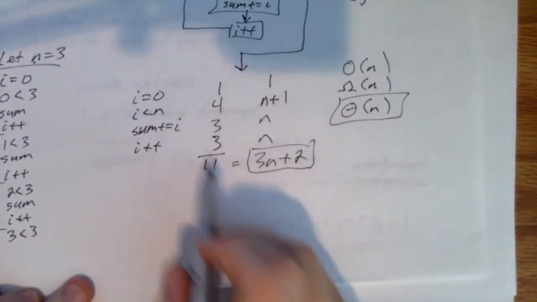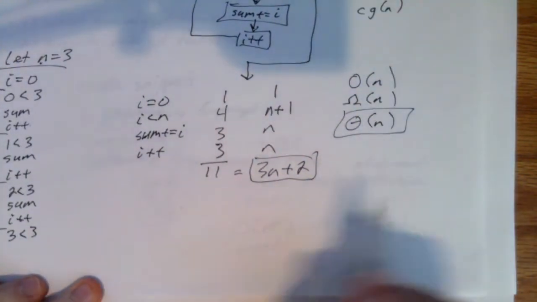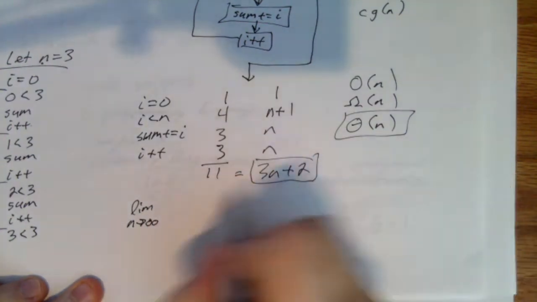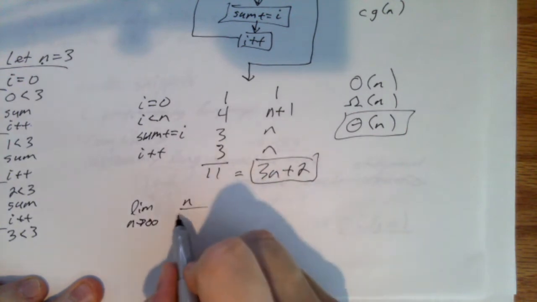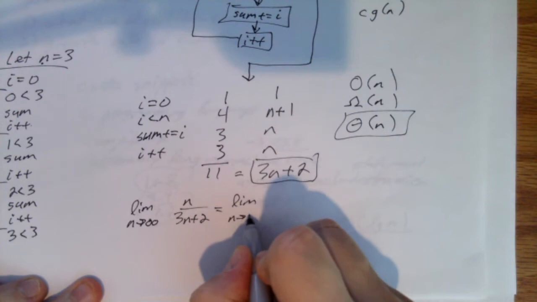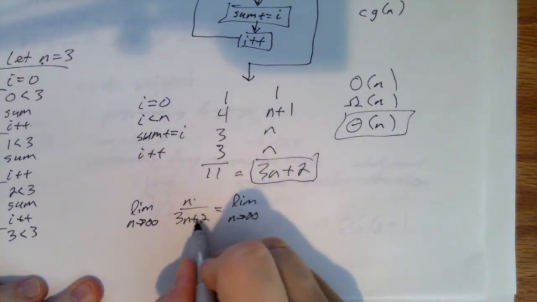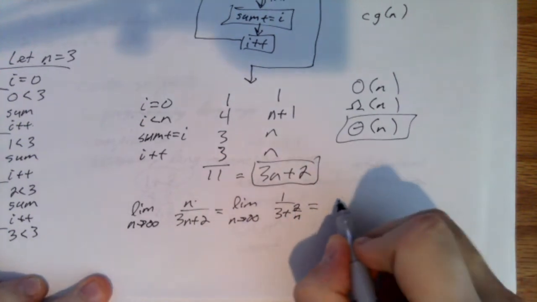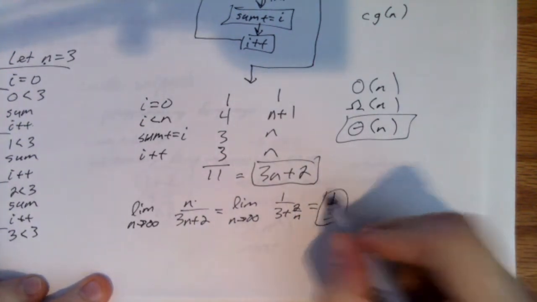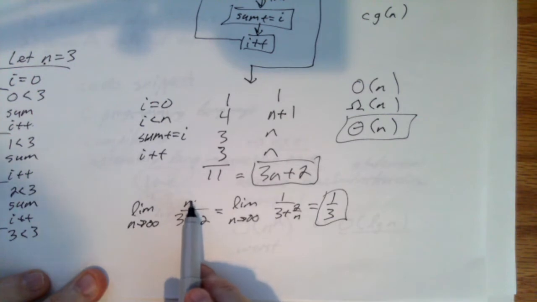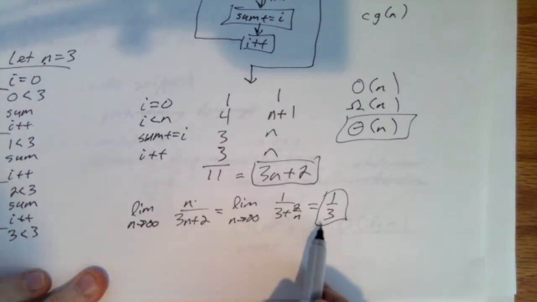How do we know that this is really the correct amount? Well, we can look at the limit. So the limit as n approaches infinity of n over our cost function, 3n plus 2, is equal to the limit as n approaches infinity, divide this by n, divide this by n, I get 1 over 3 plus 2 over n, which is equal to 1/3. So how does that help us? If the denominator function had grown at a much, much faster rate than the numerator, this ratio would have headed towards 0.